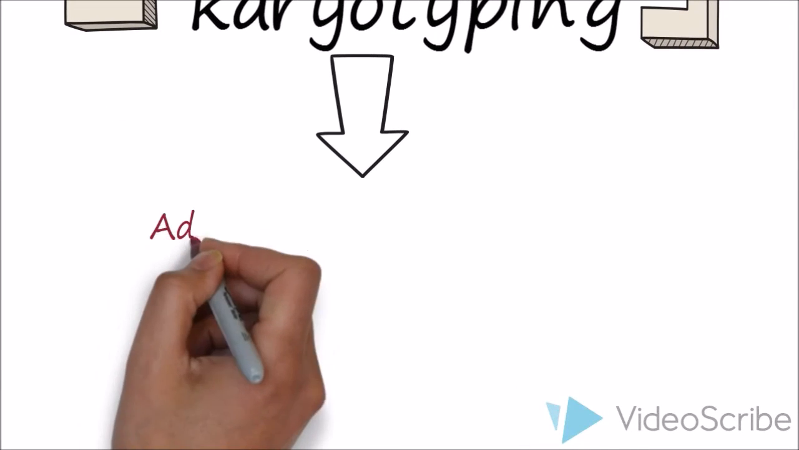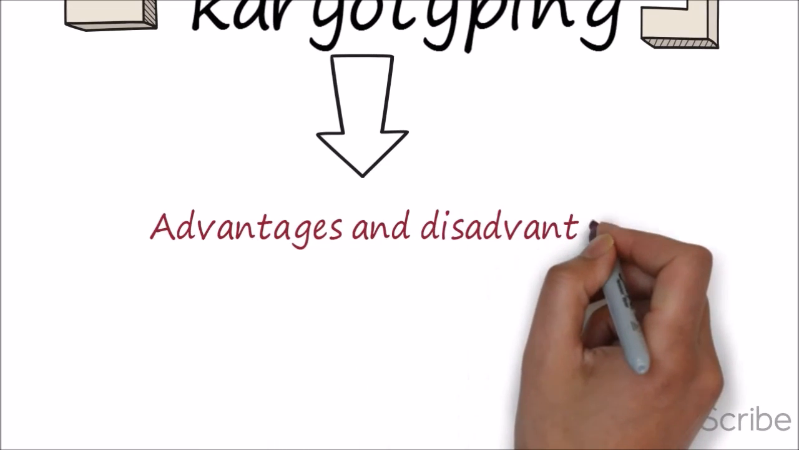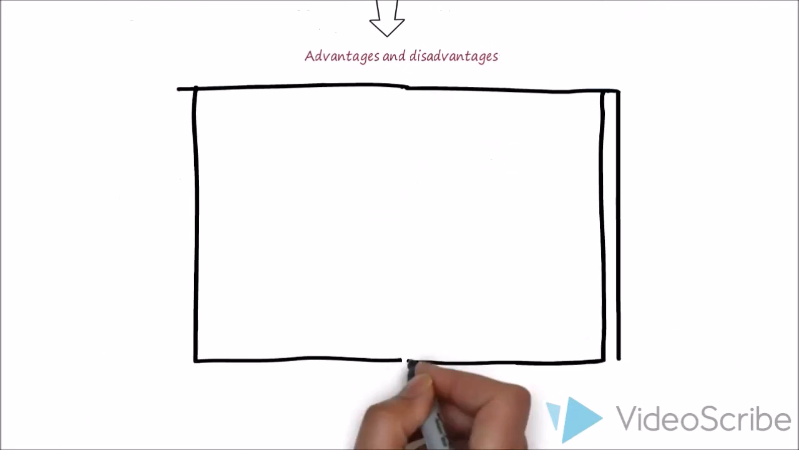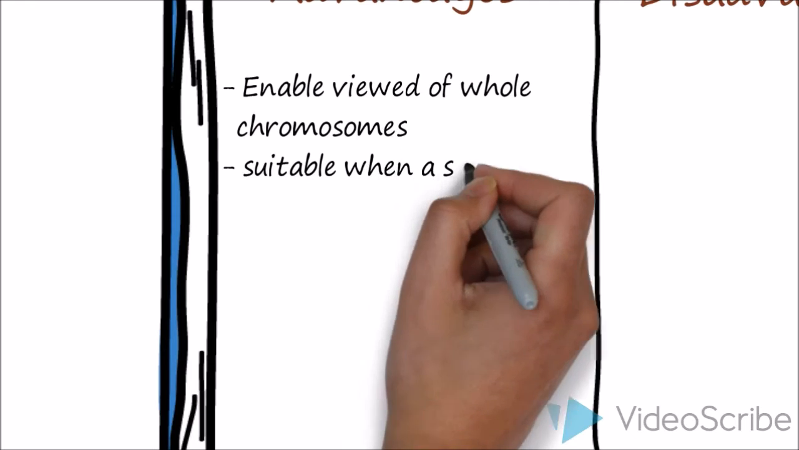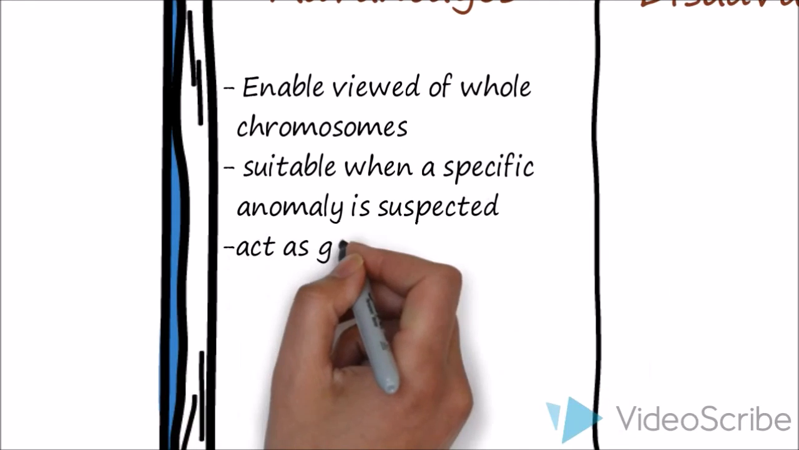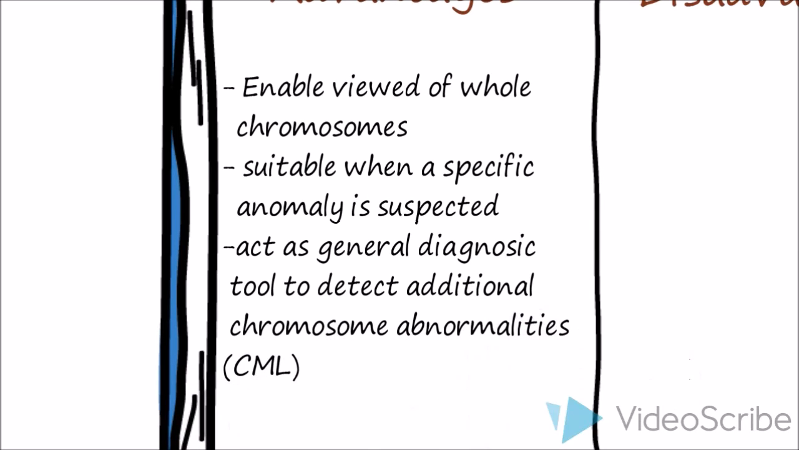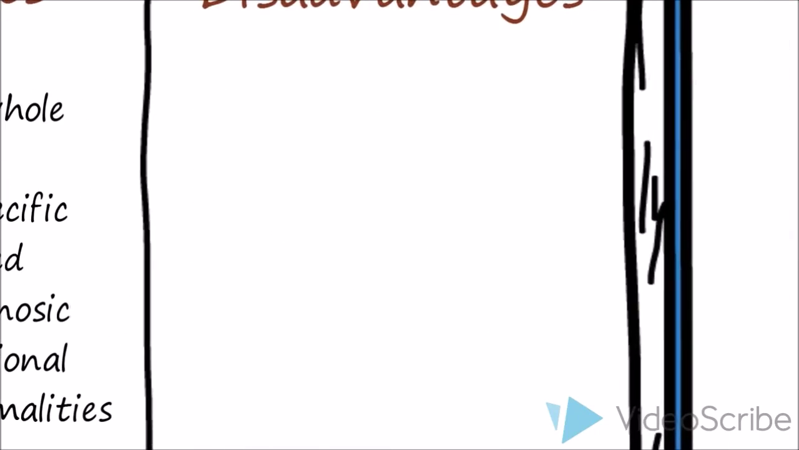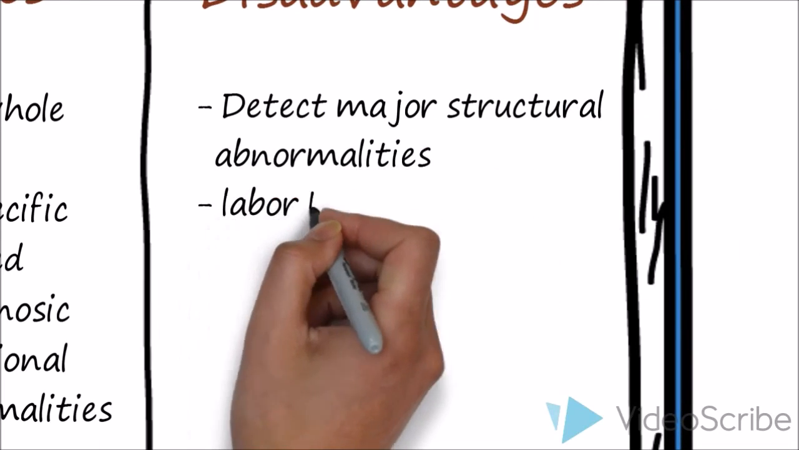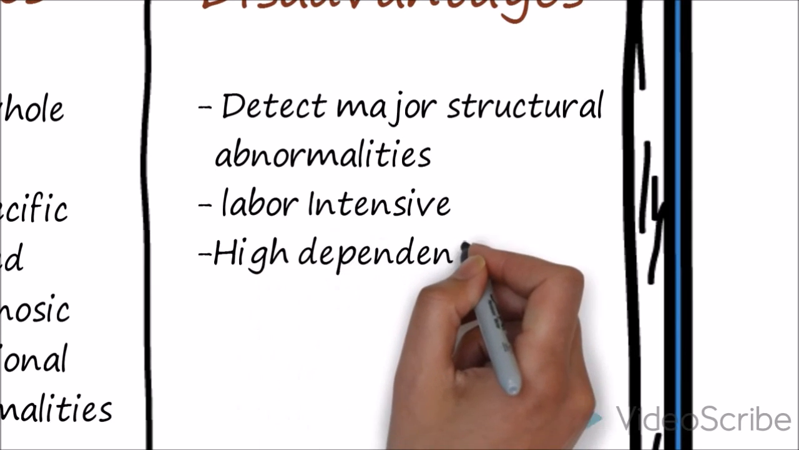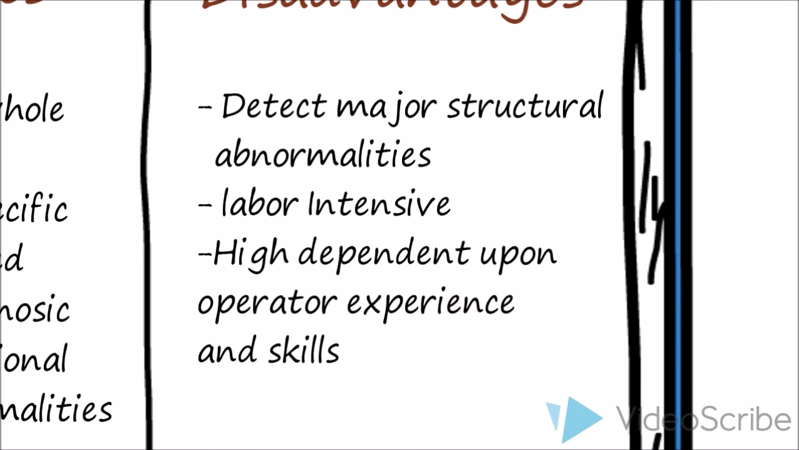Next, we are going to the advantages and the disadvantages of karyotyping. We'll start with the advantages. It enables the view of whole chromosomes, is suitable when a specific anomaly is suspected, and acts as a general diagnostic tool to detect additional chromosomal abnormalities such as cytomegaloblastic leukemia. For the disadvantages, it detects only major structural abnormalities, is labor-intensive, and is highly dependent upon operator experience and skills.